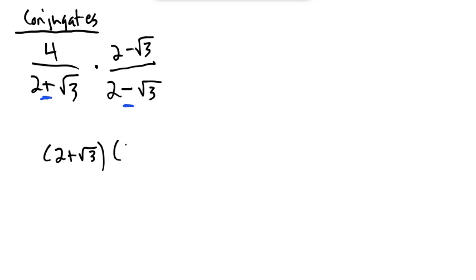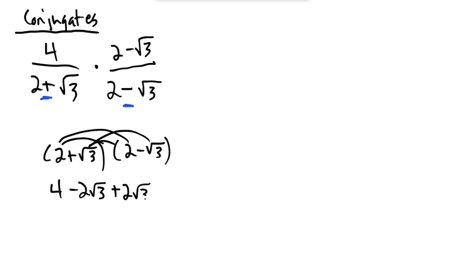So we have 2 plus the square root of 3 times 2 minus the square root of 3. We're going to FOIL these. And what do we get? Well, 2 times 2 is going to give us 4. 2 times negative root 3 is going to be minus 2 square root 3. We have square root 3 times 2, so that's plus 2 square root 3.